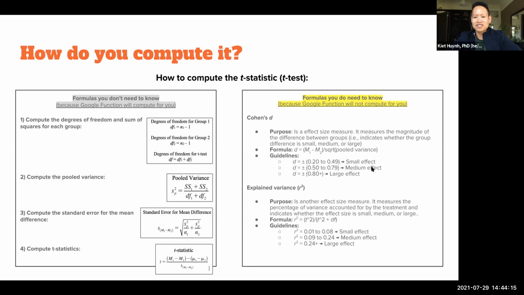So that's why you want to say, oh, it's a small effect. So the reader would know, okay, this maybe doesn't really matter, even though it's significant, maybe it doesn't matter that much. All right, explained variance.